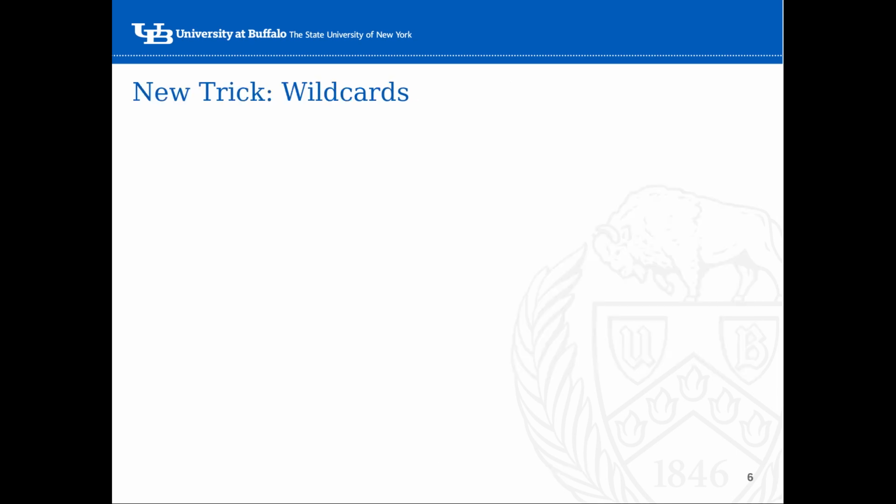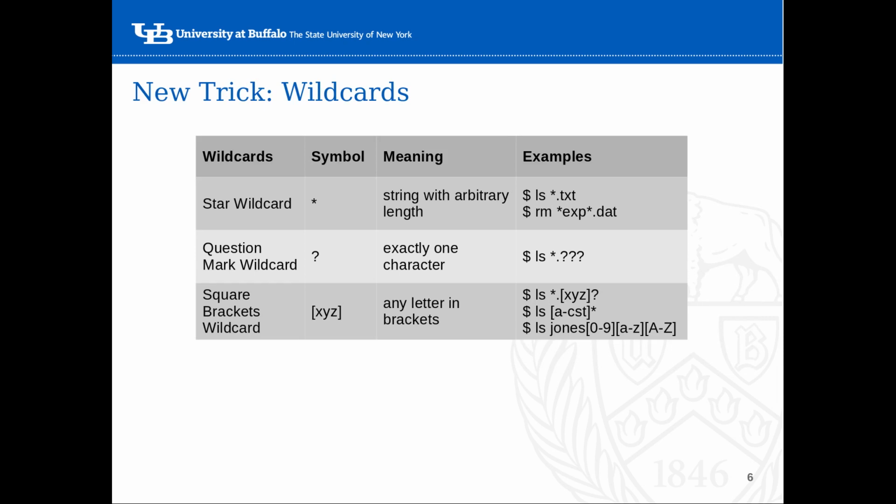And the second one is called the question mark wildcard. The difference is that if you have a question mark there, it represents exactly one character. So in this case, if you have ls star dot question mark question mark question mark, it means you can have any characters before the dot, but there are exactly 3 characters after the dot, and they can be any characters. So everyone got this one?